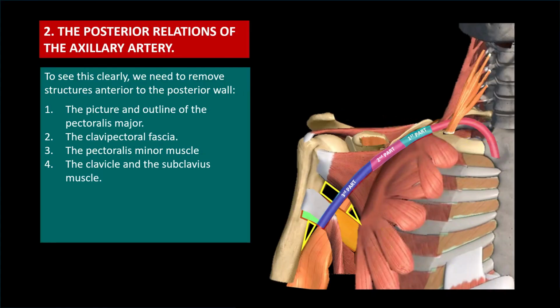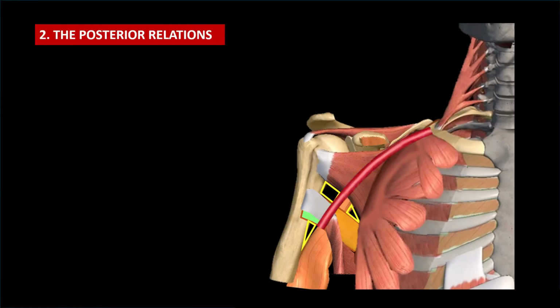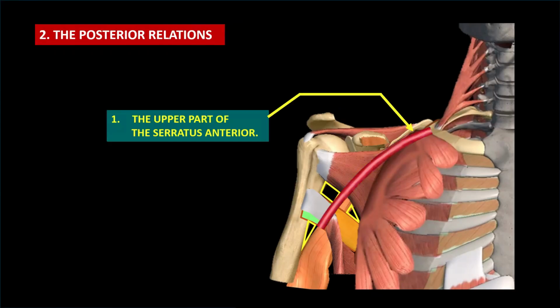5. The scalenus anterior muscle. 6, the subclavian artery. 7, the labels for the parts of the axillary artery. The posterior relations are as follows. 1, the upper part of the serratus anterior.